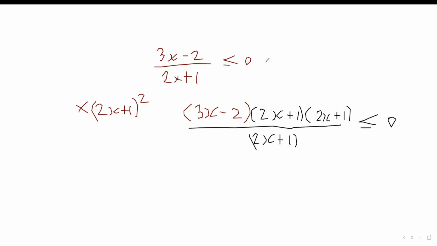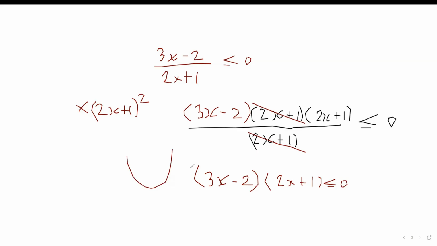So what's going to end up happening now is that this 2x plus 1 cancels this 2x plus 1 and it leads to a quadratic. 3x minus 2 times 2x plus 1 is less than or equal to 0. I know I'm not writing that pretty, but yeah. So now you end up with a quadratic equation looking like this. I want where the quadratic is less than or equal to 0, so I want down here.